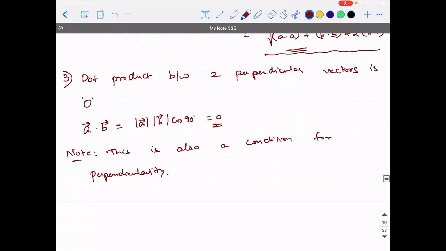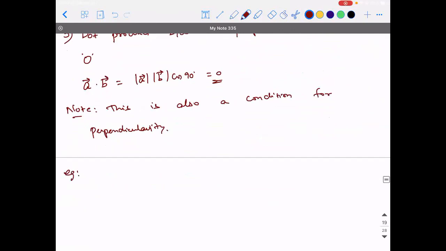This is a condition for perpendicularity. Sometimes what they will do is they will give you two vectors and ask you to find if they are perpendicular or not. At that time, what you can do? You just find the dot product between them. If the answer comes out to be 0, they are perpendicular. Else they are not perpendicular.